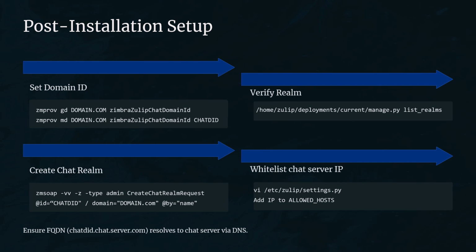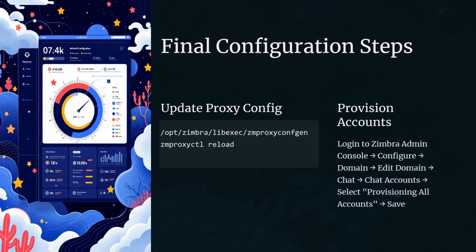Troubleshooting tip. If you see address not allowed errors in logs, add the chat server IP to allowed_hosts. Edit the settings.py file on the chat server to include this IP. Final post-installation tasks. Update Zimbra proxy configuration and reload services.